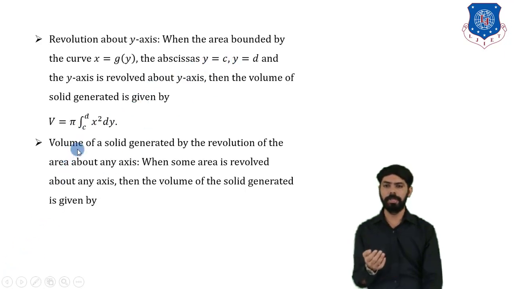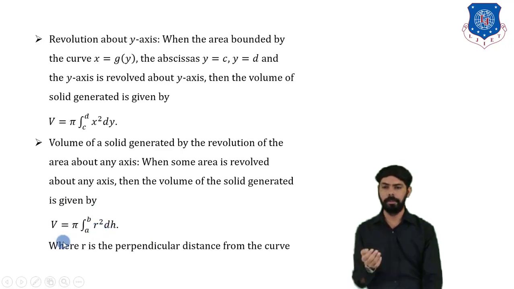Now we will discuss the volume of a solid generated by the revolution of an area about any axis. When some area is revolved about any axis, then the volume of the solid generated is given by V is equal to pi integration from a to b of r square dh, where r is the perpendicular distance from the curve to the axis of revolution. Now we will apply these formulas in examples.